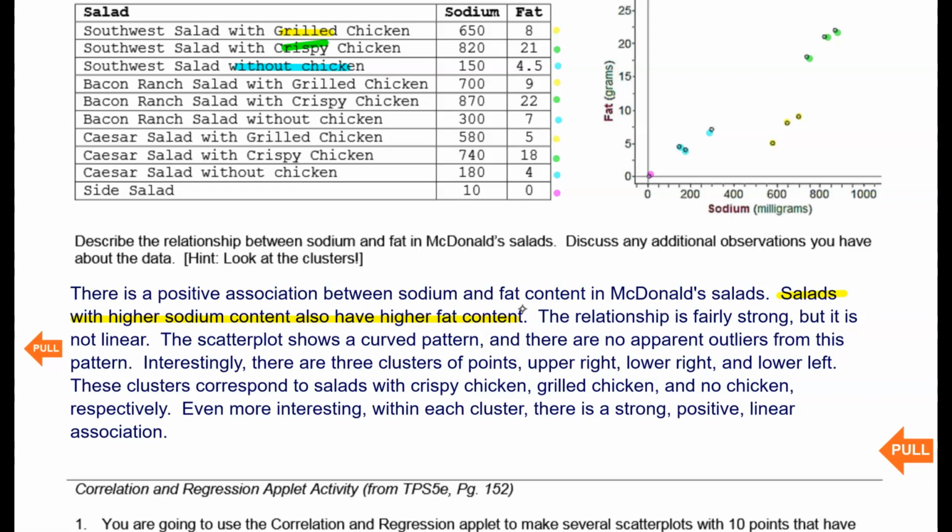The relationship is fairly strong, but it is not linear. The scatter plot shows a curved pattern, and we discussed that previously when I said I see a general kind of curvature to this data.